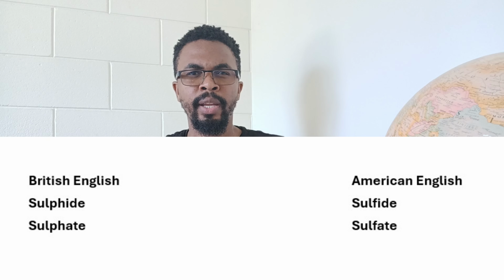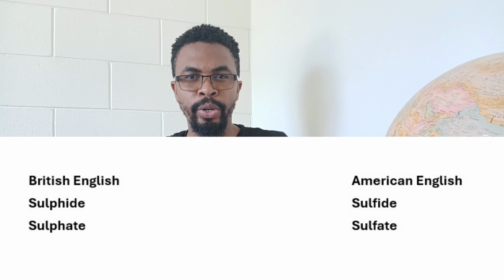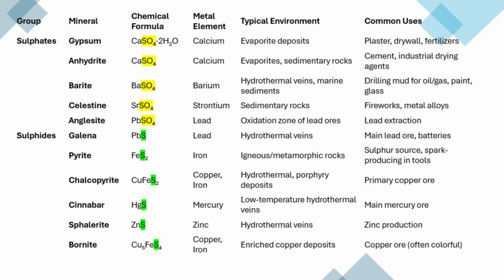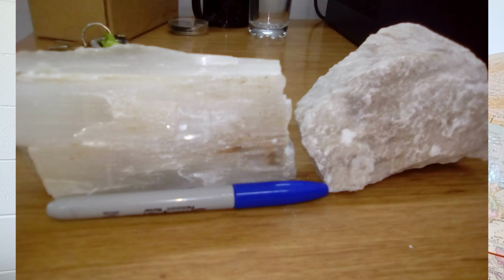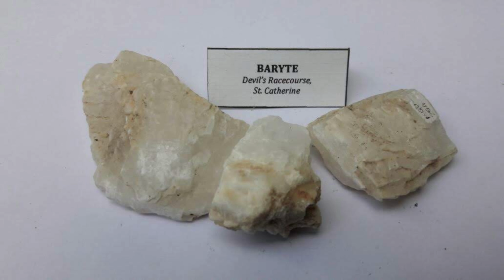All right, so sulfides and sulfates now. The spelling will vary based on where in the world they're from. I will try to keep it as simple as possible here. Sulfate minerals contain sulfur and oxygen and usually form near the Earth's surface in places like dried up lakes. They're often soft, light colored, and used in things like plaster and drilling. Examples include gypsum and barite.